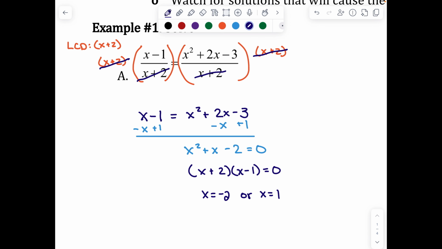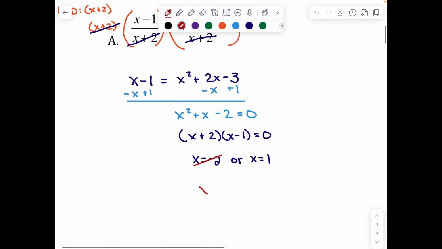Now this is where you need to check: will either of these solutions make my denominator equal to 0? And x equal to negative 2 will make that denominator equal to 0, so that is not one of our solutions. So our only solution for this rational equation is x equals 1. So you don't have to go through and state the restrictions, but you do need to know if one of your answers would be a restriction. And if it is, then it is not one of our solutions.